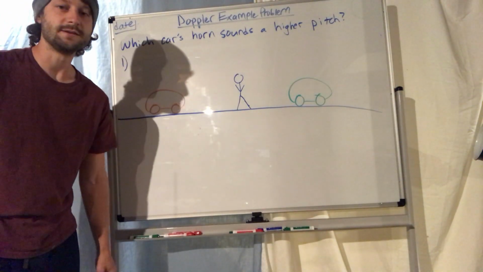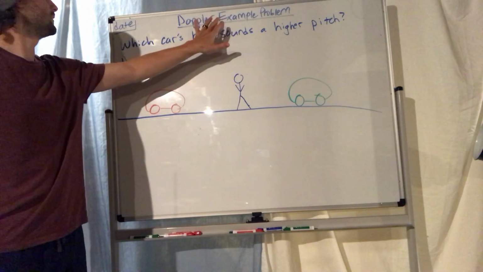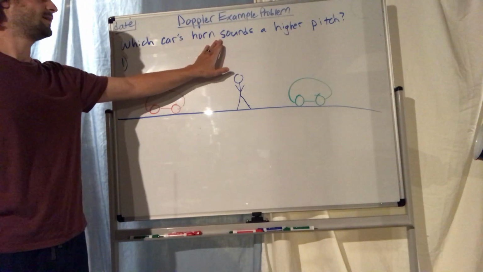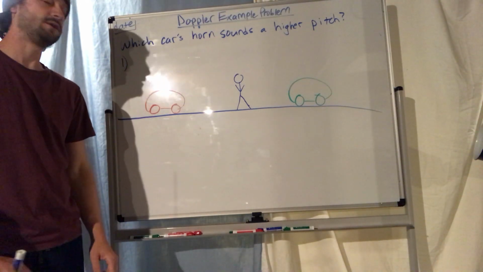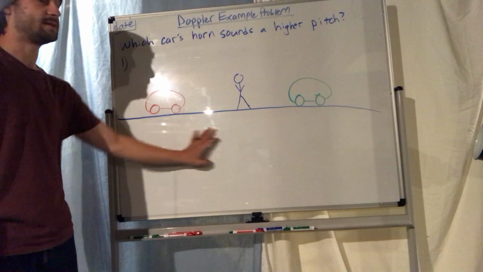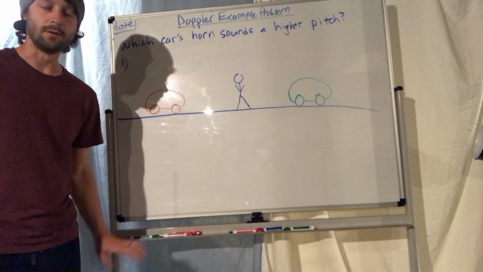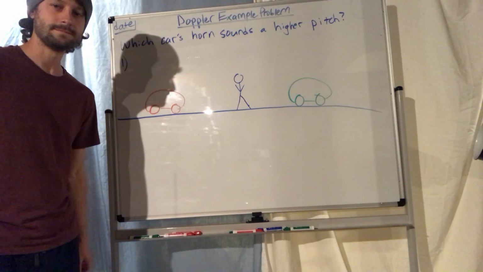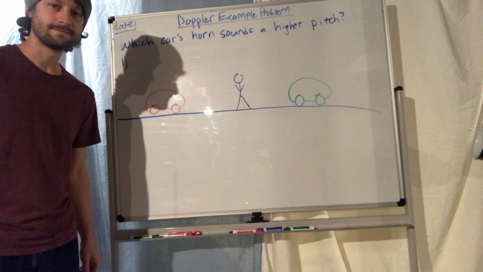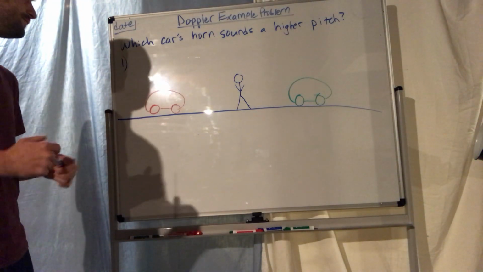Hey guys, this is your Doppler example problem. Copy down the title, give yourself a date, and copy down the question: which car's horn sounds a higher pitch? Then copy down this diagram for number one. I'll wait, you can pause, copy it down, and then start it again. Okay, so here is our diagram.